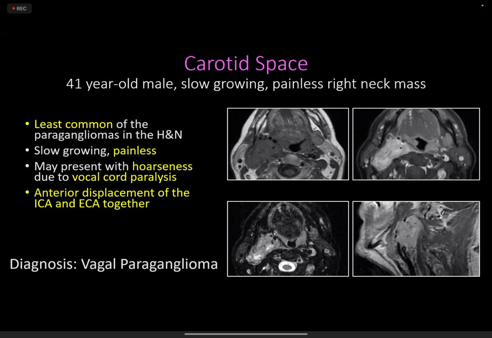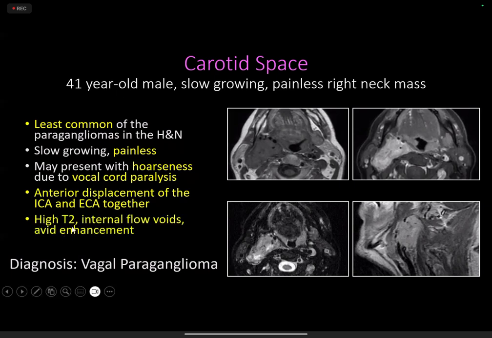Now, a little bit of a pearl: we're slowly shifting away from terms like glomus tumor. Now we just typically say vagal paraganglioma. And remember to look for this high T2 signal, the internal flow voids, and avid enhancement on your post-contrast images.